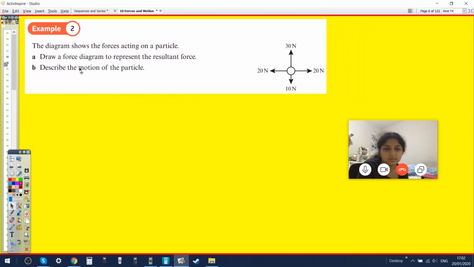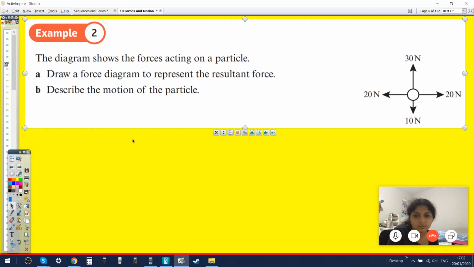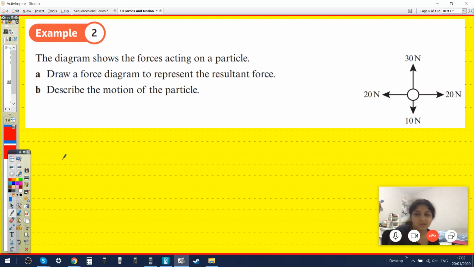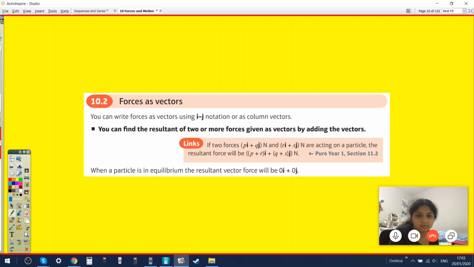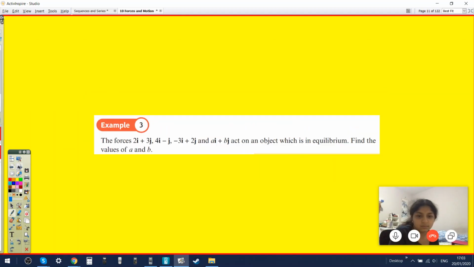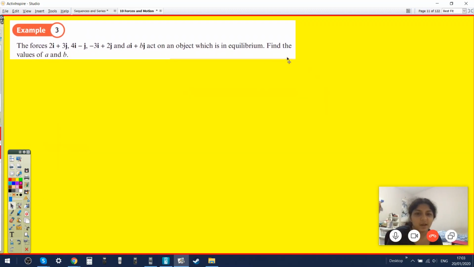Okay, how about this one? Wouldn't the resultant force just be 20 newtons upwards? Yeah, 20 newtons up. The particle is accelerating upwards. No exam questions for that stuff. I and J notation. Yeah, I know how to do that.